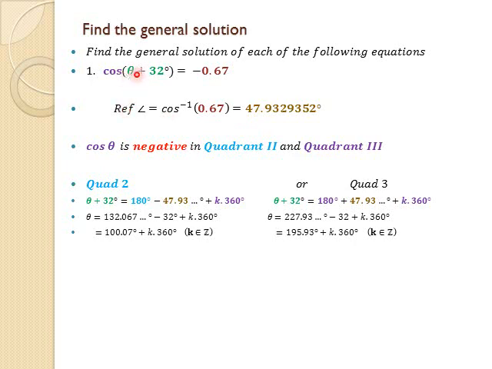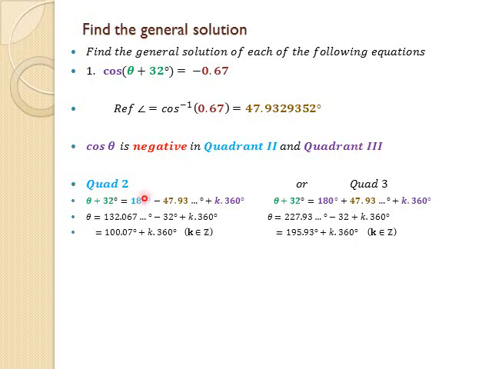So there cos, see I have the sum of angles, theta plus 32, that's referred to as a compound angle, equal negative 0.67. Now, nothing in front of cos there, so I can go straight and work out the reference angle. So I'm going to say shift cos on my calculator. I only use the positive of that value, 0.67, which then gives me 47.932935 degrees, right?